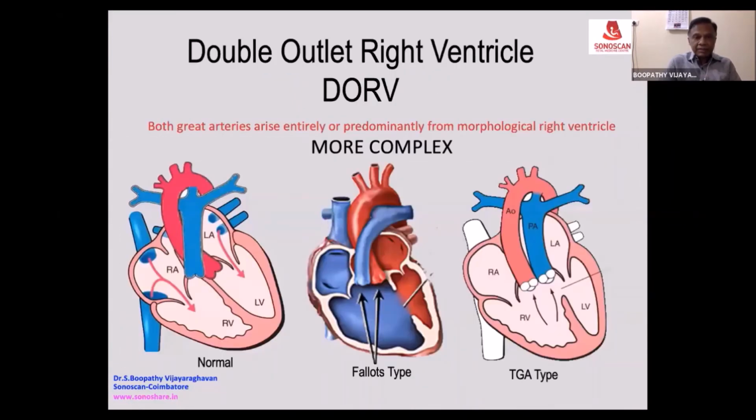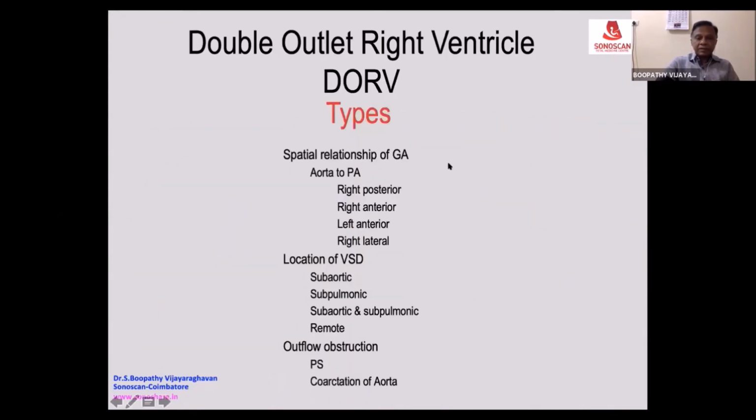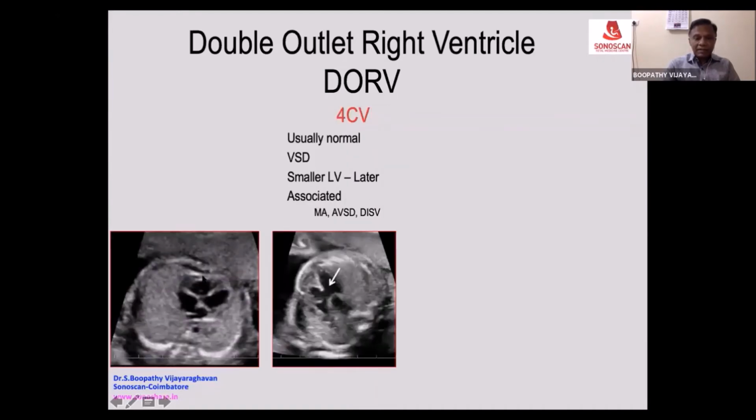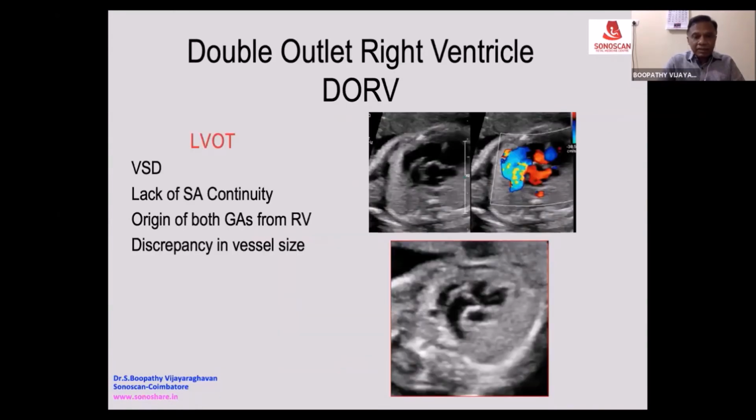Great arteries arise entirely or predominantly from the morphological right ventricle. This is a simple definition of DORV. There is further classification of the DORV by the relationship of the aorta to the pulmonary artery. There can be four variations of the relation. Because both the great arteries arise from one ventricle, you'll see an obligatory VSD.